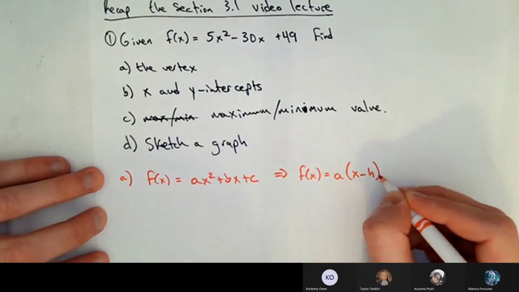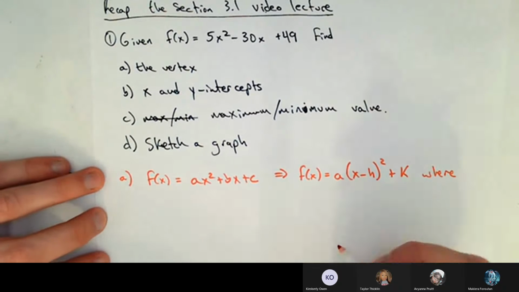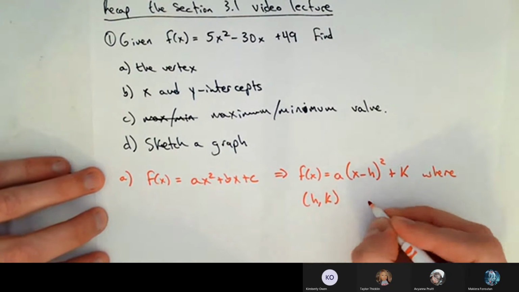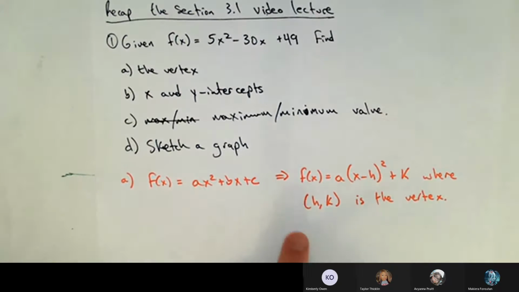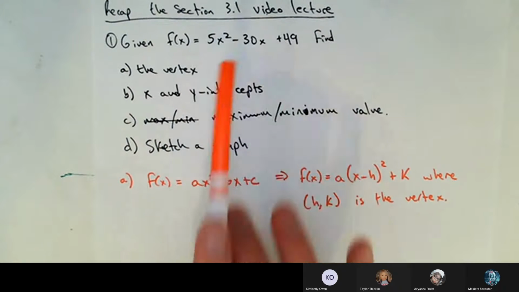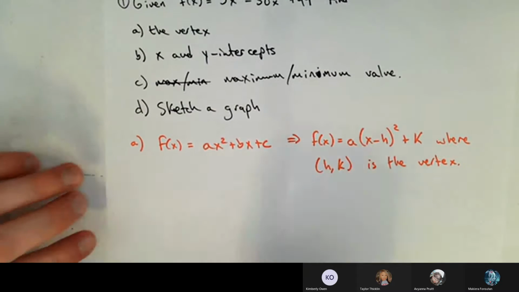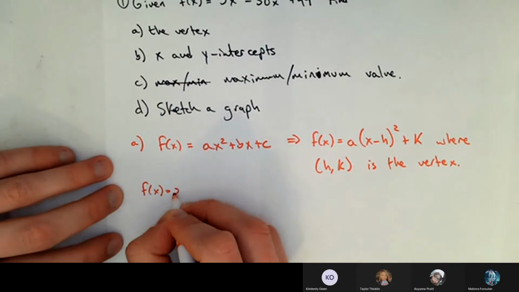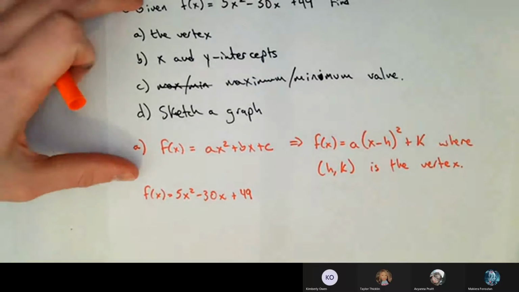a times (x minus h) all squared plus k. Why do we want this form? Well, because once it's in this form, we can easily read off that (h, k) is the vertex. Now, getting it into this form is the big problem in this section. Getting from the given form to something in this form. So how do I do that for this function f of x equals 5x squared minus 30x plus 49?